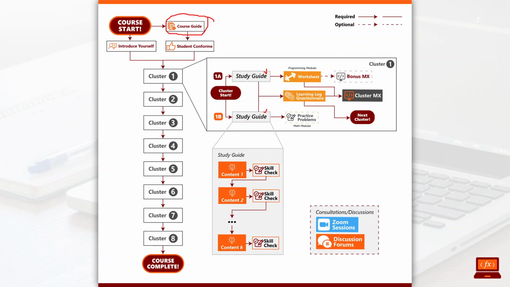Okay? So, yan. Yung learning log, paulit-ulit ako, pero important na matapos yung learning log para mabuksan yung next cluster. Okay, so pwedeng hindi nyo munang sagutan yung cluster MX para maka-move on kayo sa next cluster. Pero I suggest na sagutan nyo na agad yung cluster MX for that cluster para wala na kayong problemahin or balikan. Okay, para tuloy-tuloy lang. Alright?